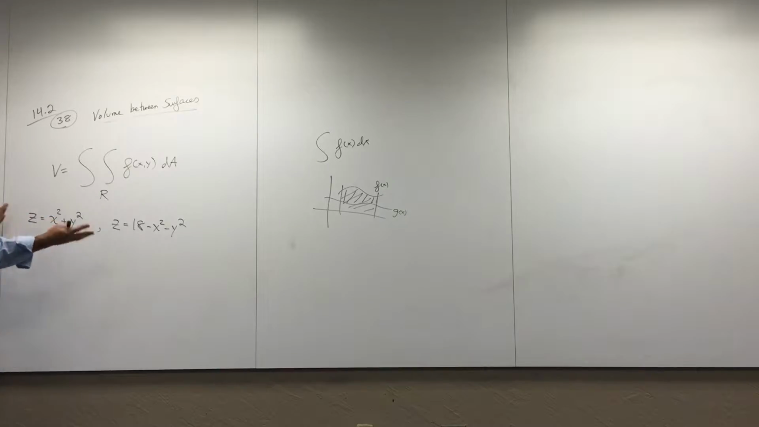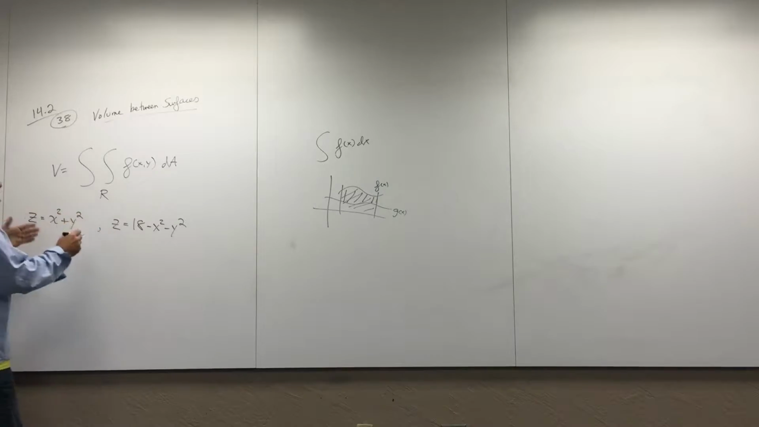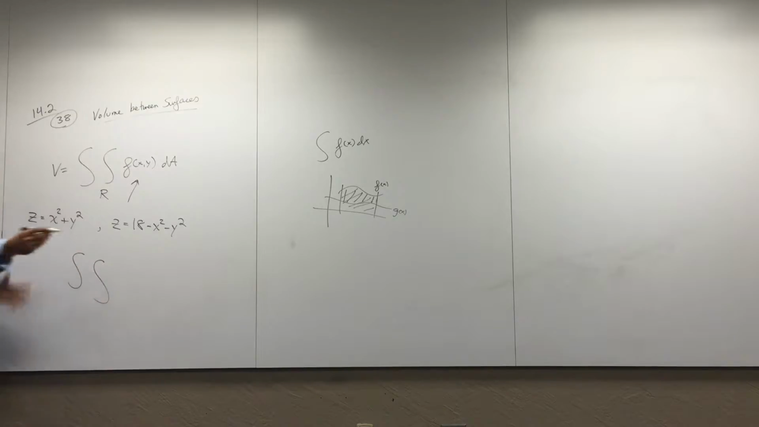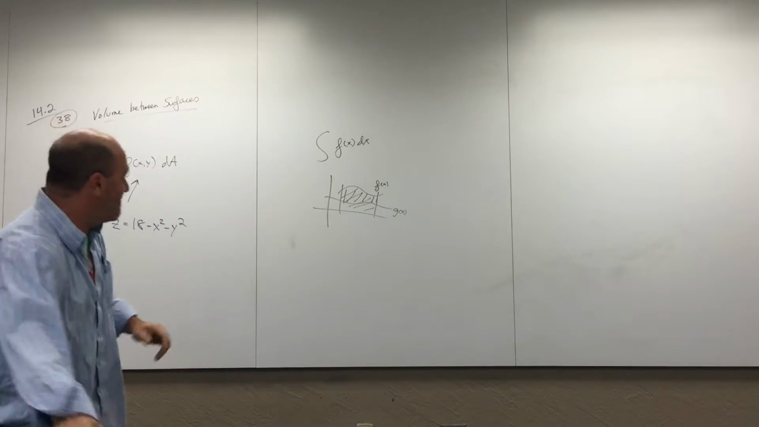But if I've got two surfaces, I probably ought to subtract them. I probably got a top and a bottom surface, and I should subtract them. What goes in here is the subtraction of the two surfaces, right? So, who's on top and who's on bottom?